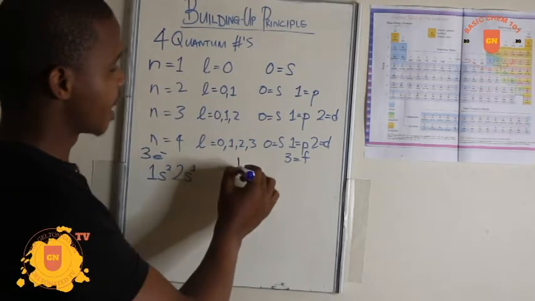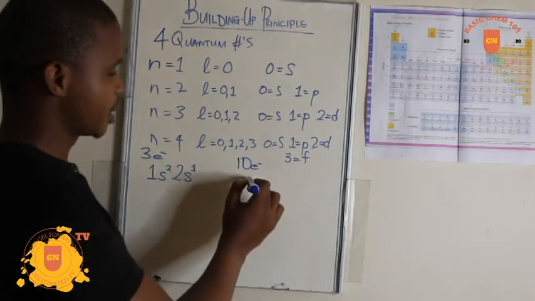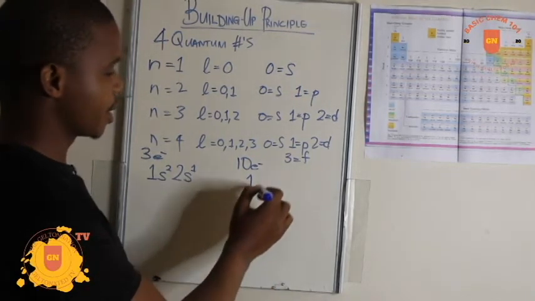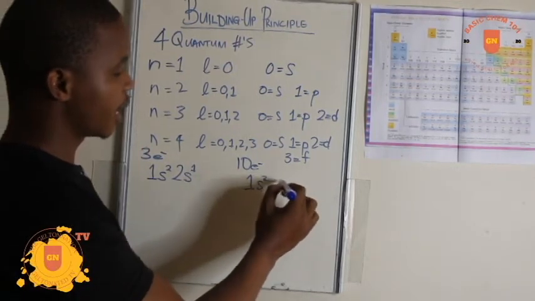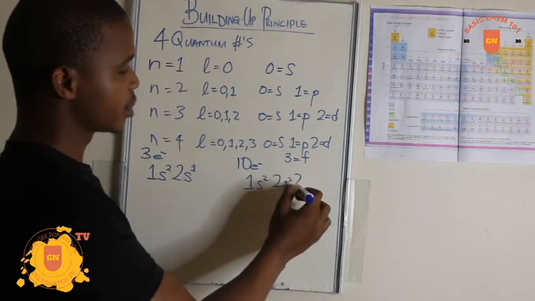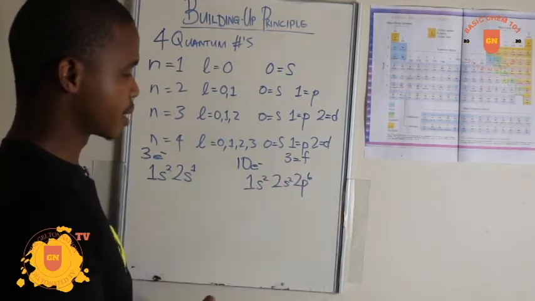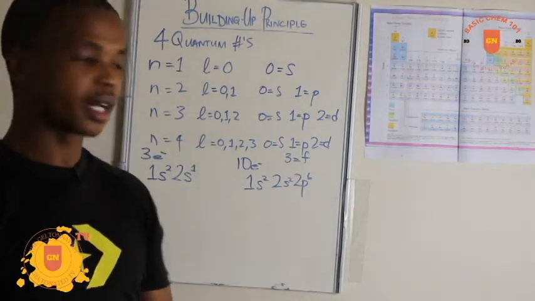And then if you have 10 electrons, an example would be neon. In the first shell, you have 1s, a maximum of 2 electrons. And then in the second shell, you have 2s and 2p, which is 6. So you'll have 10 electrons. That is your electron configuration.